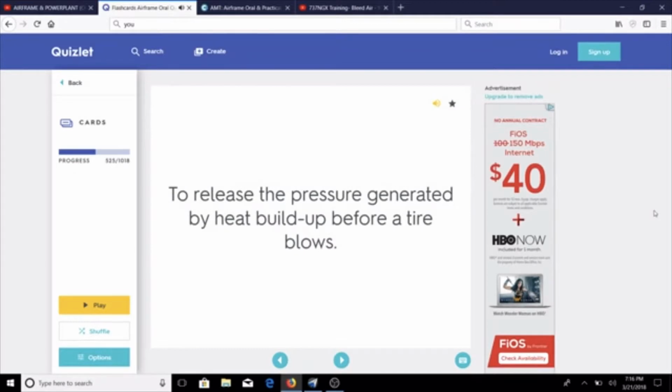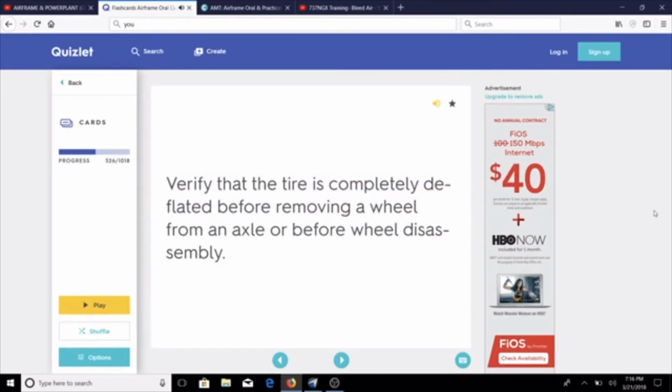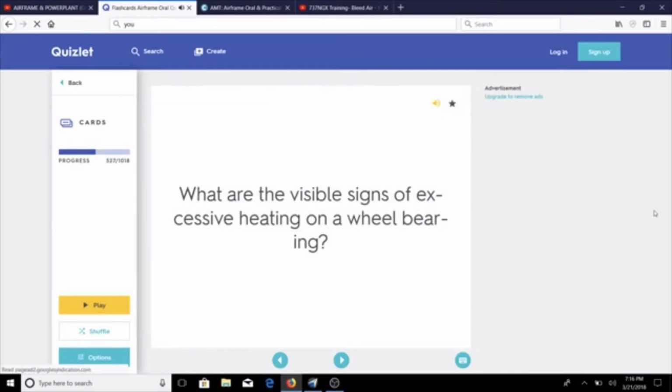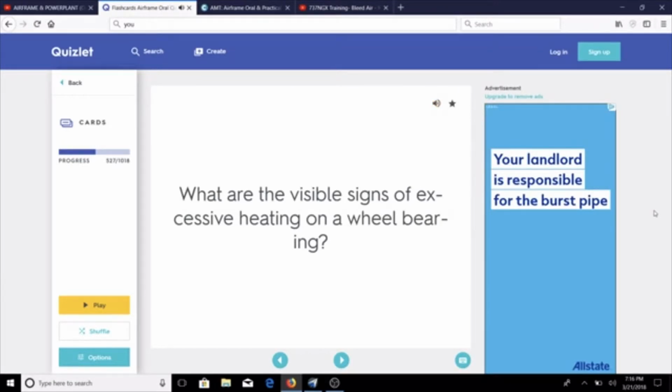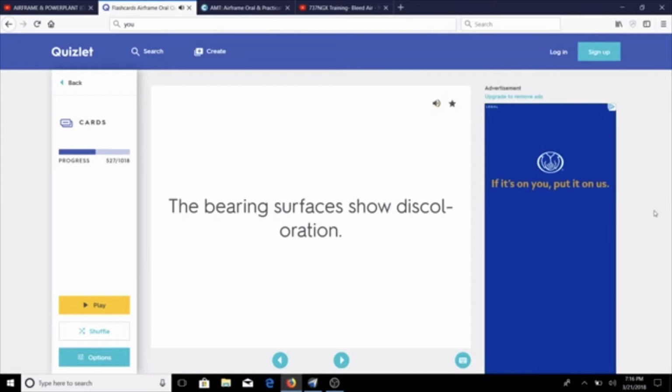To release the pressure generated by heat buildup before a tire blows. What safety precaution must be taken when removing a wheel from an axle or when disassembling a wheel? Verify that the tire is completely deflated before removing a wheel from an axle or before wheel disassembly. What are the visible signs of excessive heating on a wheel bearing? The bearing surfaces show discoloration.